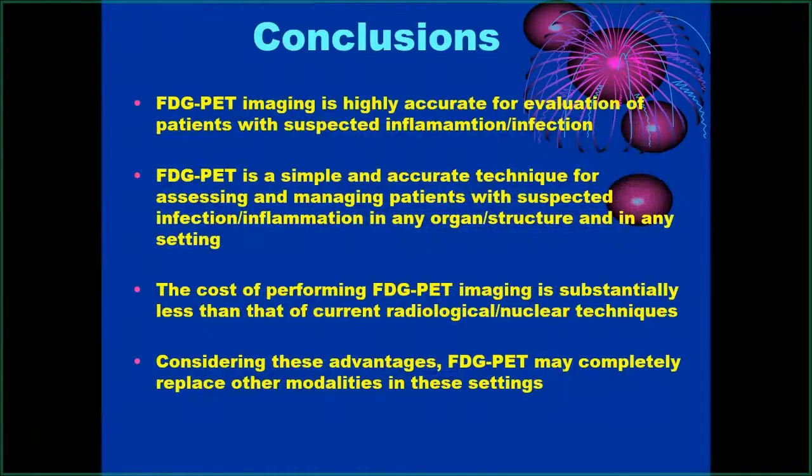Based on these data, it's very clear that FDG-PET is very accurate in the evaluation of this serious problem in the elderly population. It is very easy to do, and it's much more accurate compared to conventional techniques. Also the cost is significantly lower than the combination of white blood cell imaging along with bone marrow imaging. Because of those advantages, FDG-PET may completely replace other modalities in these settings.